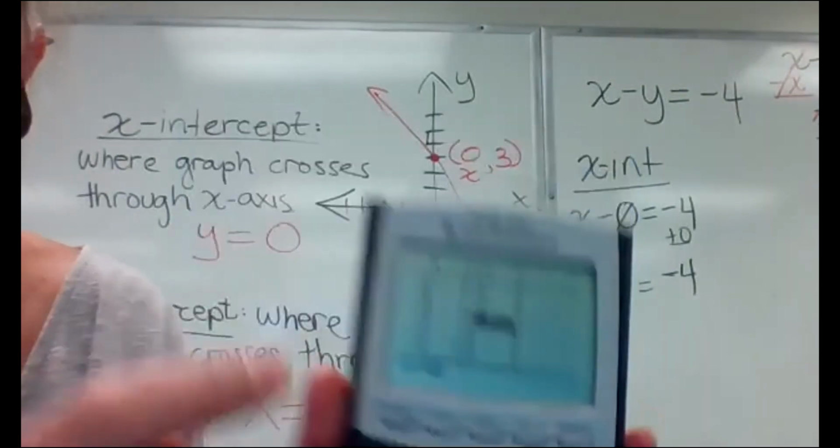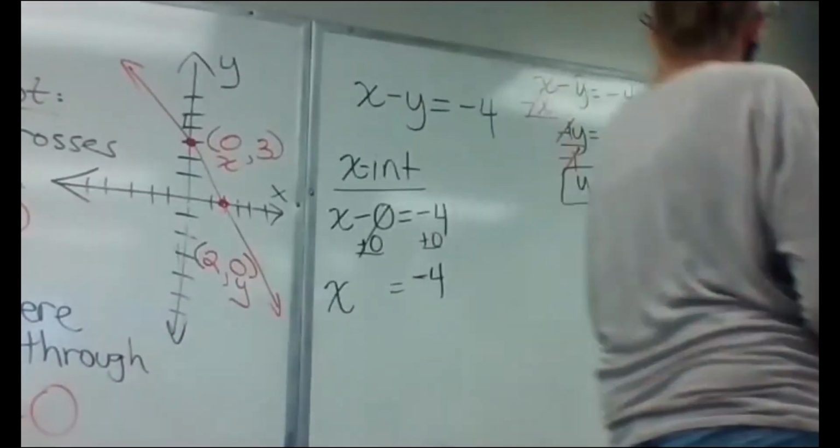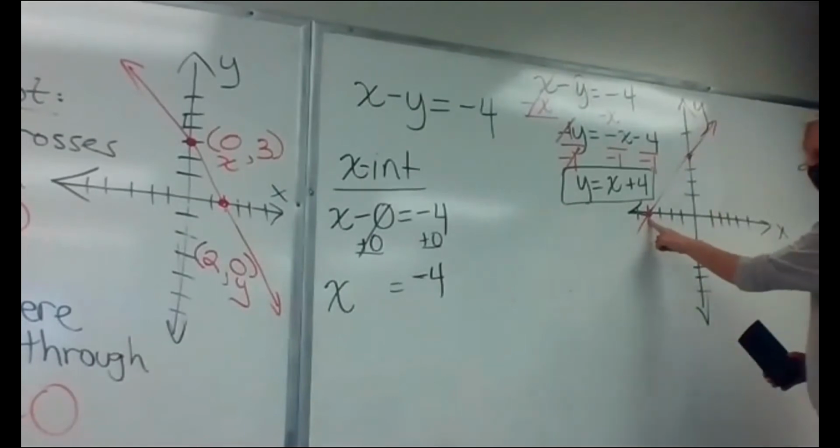-4, which is what we graphed over here, right? Where did it cross through the X-axis? -4.